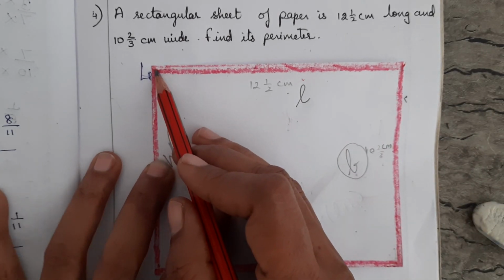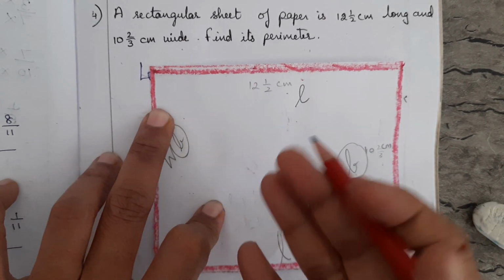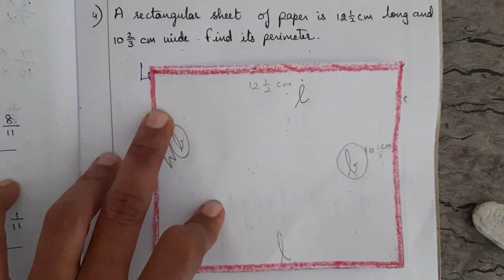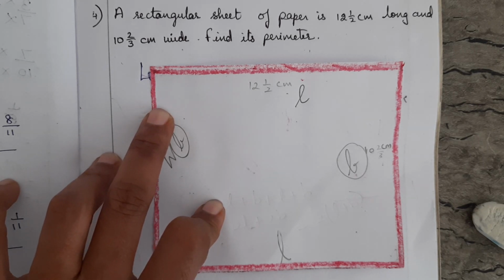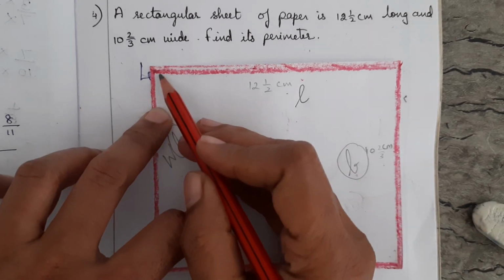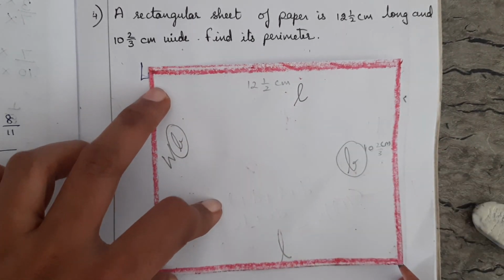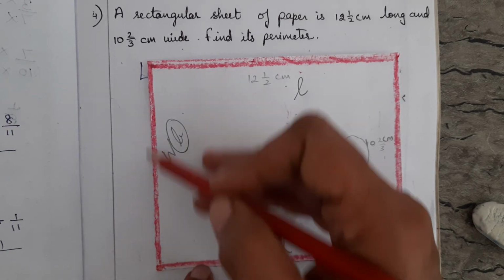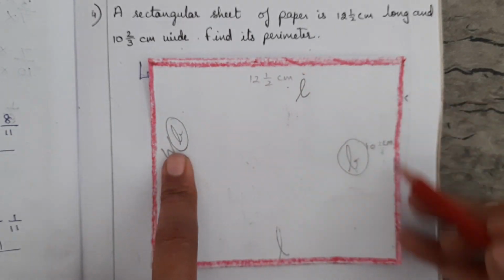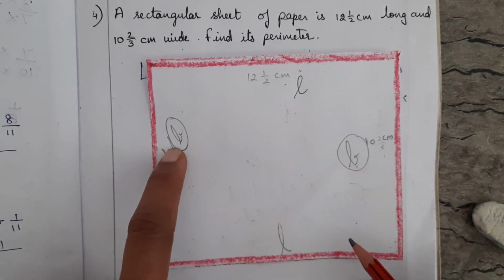Perimeter is nothing but the length of the borders. Whether it's a rectangular sheet of paper or a rectangular field or whatever, if they are asking you to find the perimeter of a field, a rectangle, or a square, we just need to find the length of the borders. What are the borders here? From here to here, till here, and then again till here. If we find the length of all of these, we just need to add the length of all four borders and we get the perimeter.